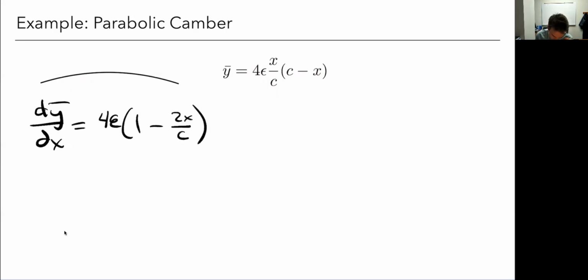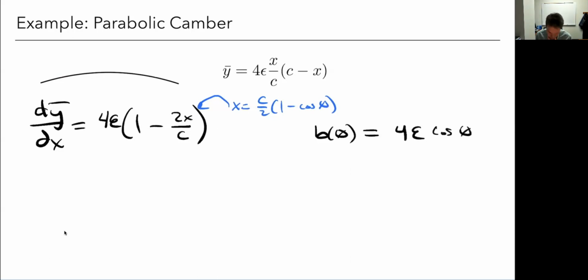Now we do our coordinate transformation. Remember, our coordinate transformation was x equals c over 2 times 1 minus cosine theta, if I'm remembering that correctly. So let's plug that in. We notice in this case that the c over 2's cancel and the 1's cancel, and this ends up being super easy. So b of theta, the slope of the camber line in terms of theta, is just 4 epsilon times cosine theta. Now theta goes from 0 to pi.